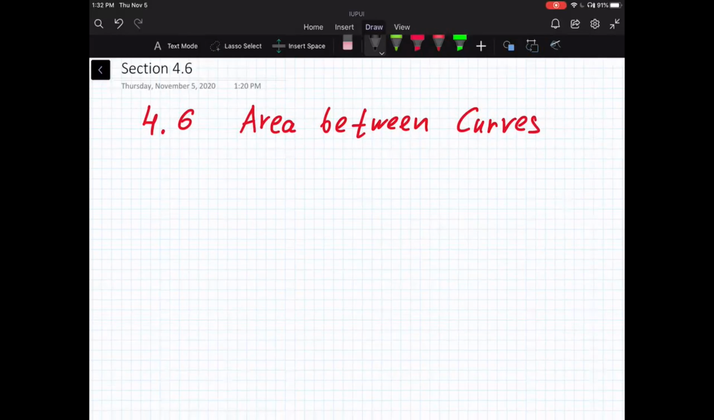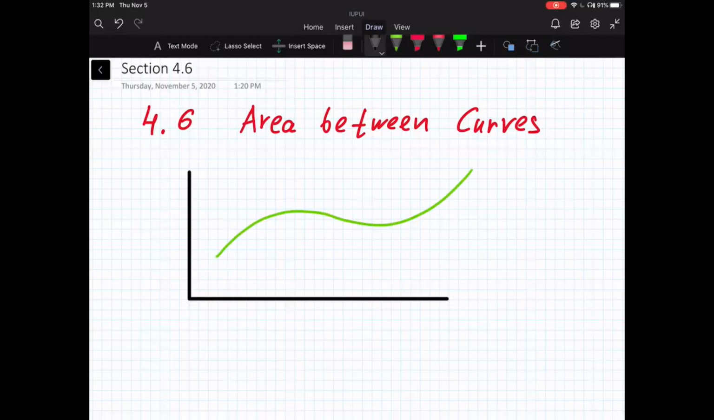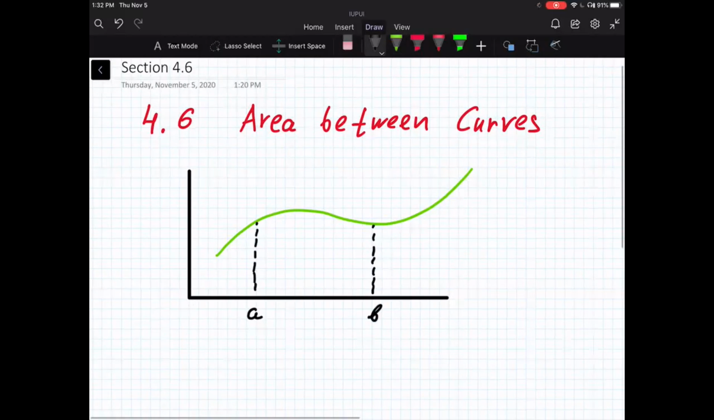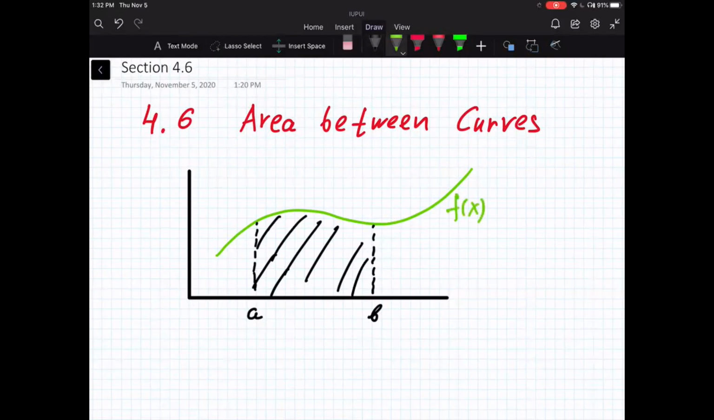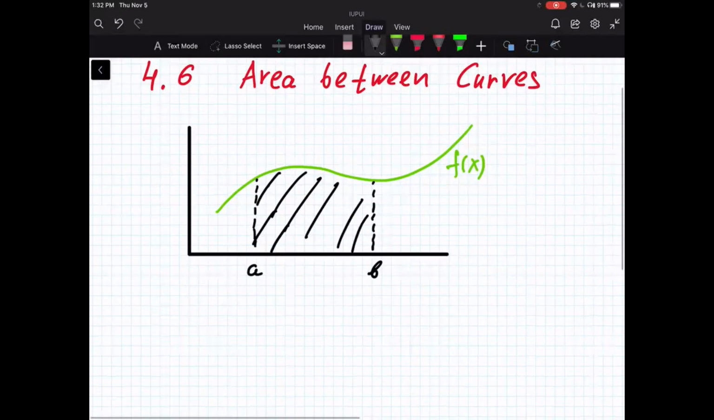So suppose you have some function f of x and it gives you some graph, and say you are interested in the area under this curve between two vertical lines, x equals a and x equals b. In that section, we discussed that it corresponds to the definite integral from a to b of our function dx.